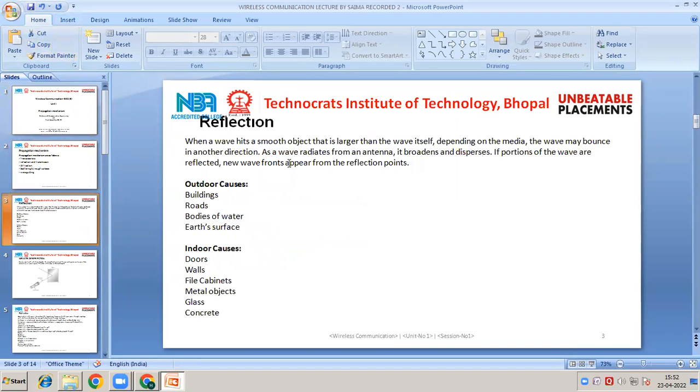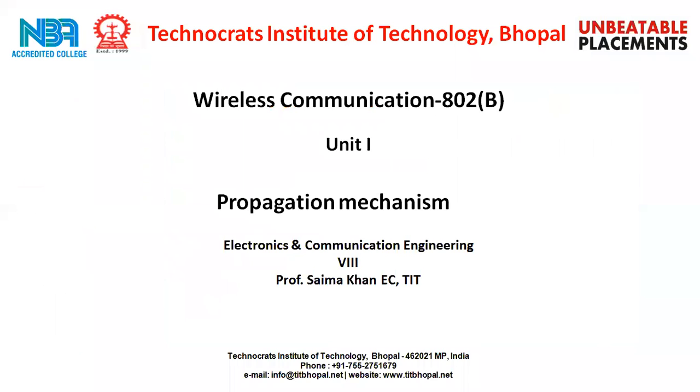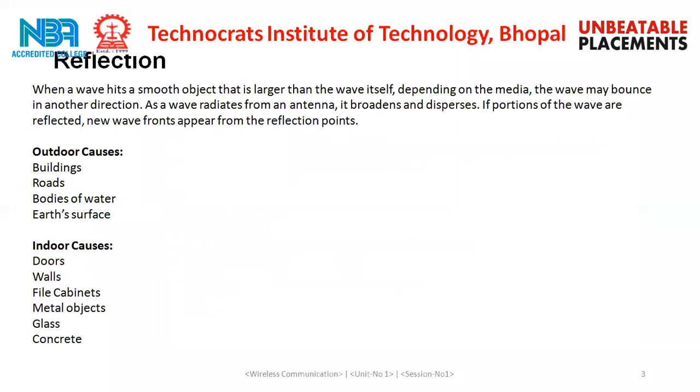Now, so as to understand these propagation mechanisms, very first I am taking the reflection mechanism. We know that when a wave hits a smooth object that is larger than the wave itself, depending on the media, the wave may bounce in another direction. As a wave radiates from an antenna, it broadens and disperses. If a portion of the waves is reflected, new wave fronts appear from the reflection points. And this is the general reflection mechanism, which is very well known.